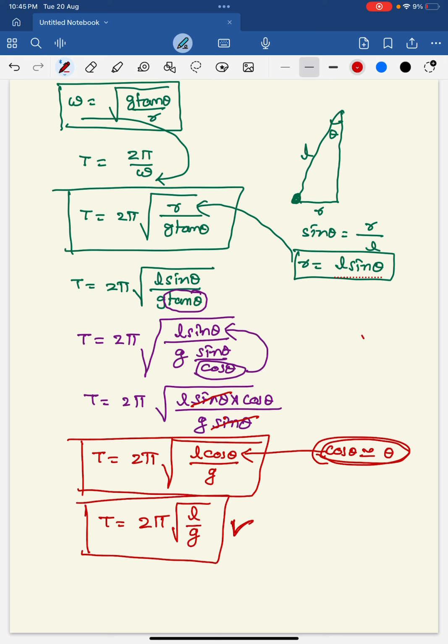This formula looks like the simple pendulum time period formula. I hope you understand. Thank you so much.